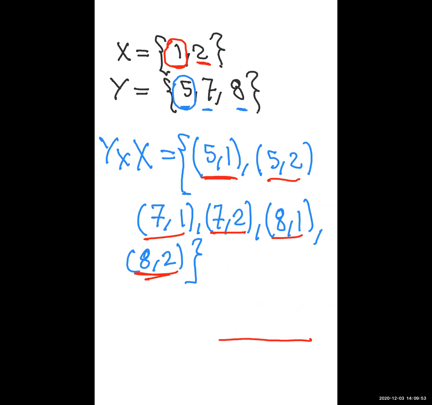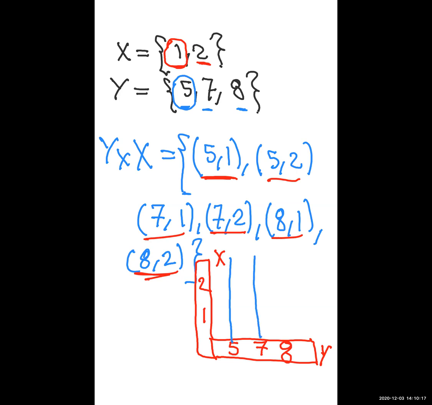Now, this will be the set of y, and this one will be the set of x. Elements of y are 5, 7 and 8. Elements of x are 1 and 2. Then draw the perpendicular net. As we said before, vertical lines on y and horizontal lines from x.